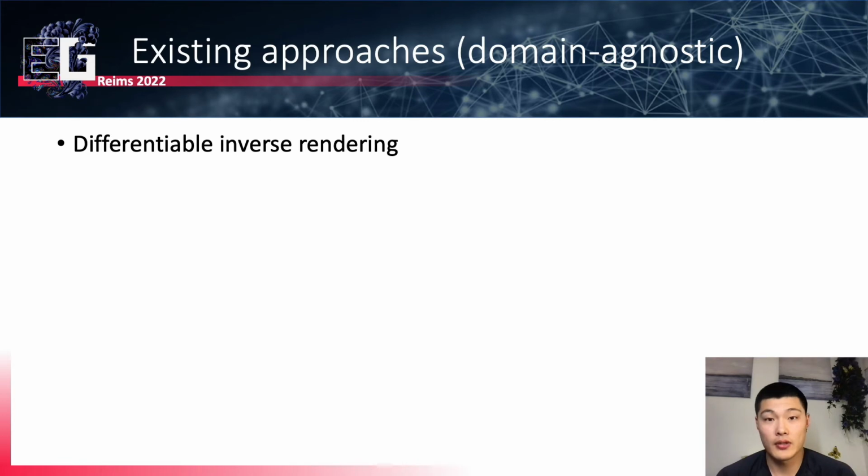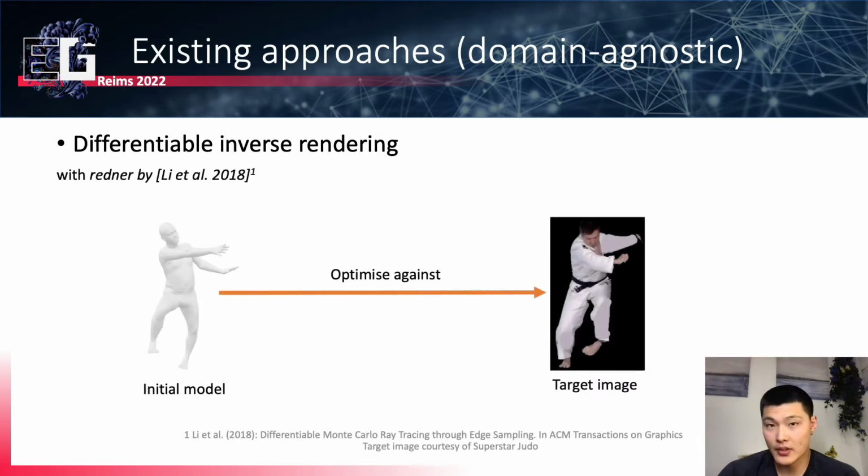Therefore, we considered another domain-agnostic approach called inverse rendering, which refers to inferring 3D scene parameters such as shape and material from a single image. Within this approach, researchers have recently developed gradient-based solutions that use differentiable rendering. For instance, Lee et al. in 2018 introduced Redner, which is a ray tracing package that renders 3D scenes to 2D images whose pixels are differentiable with respect to the scene parameters.